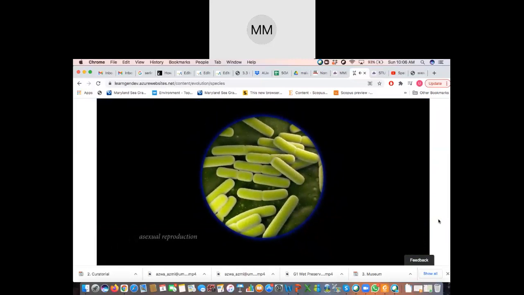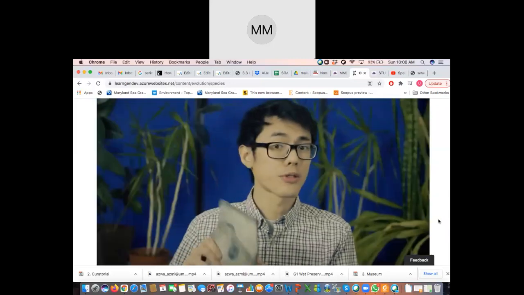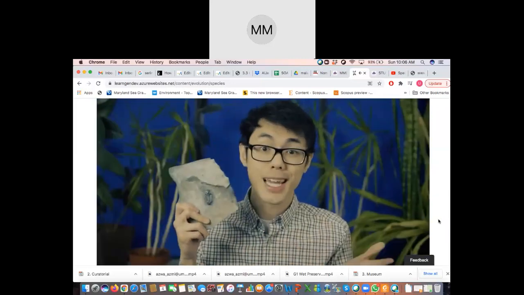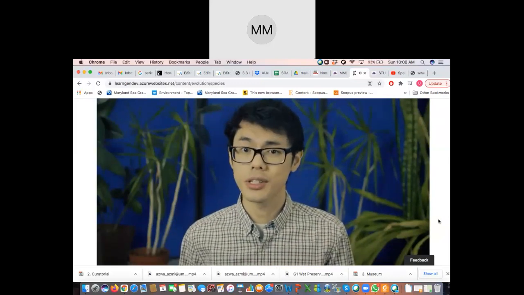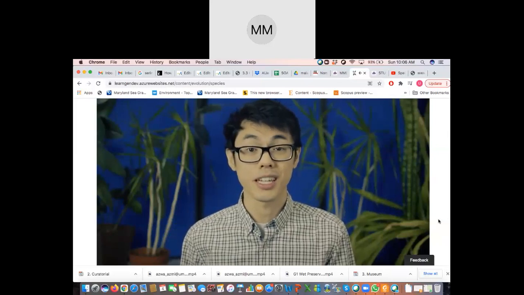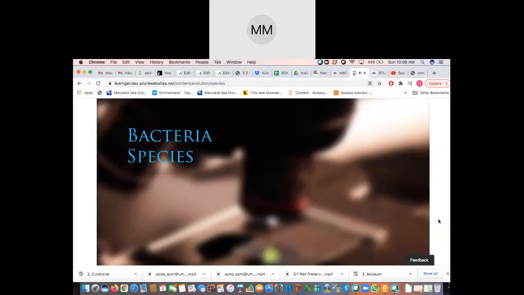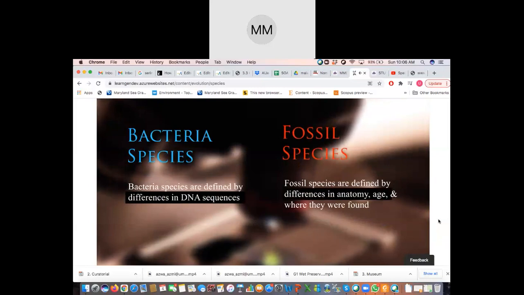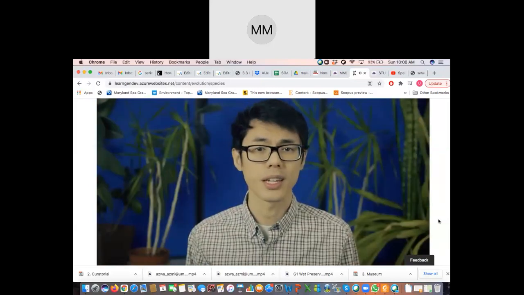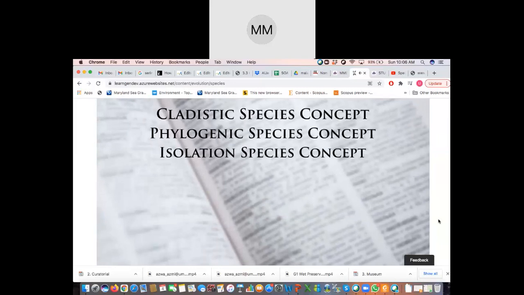Beyond all of these challenges, this species concept only fits with some types of living things, mainly plants and animals. Lots of living things, including bacteria, reproduce without a partner, so this whole interbreeding metric doesn't work for them. It doesn't work for defining fossil species either. They can't reproduce at all. Species of bacteria and fossils are usually defined by how different they are, measures that can be pretty arbitrary. Bacteria species are defined by differences in their DNA sequences. Fossil species are defined by differences in their anatomy, their age, and where they were found. Scientists in other fields use entirely different definitions.